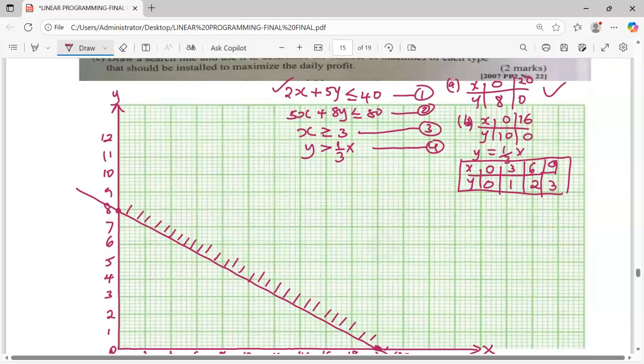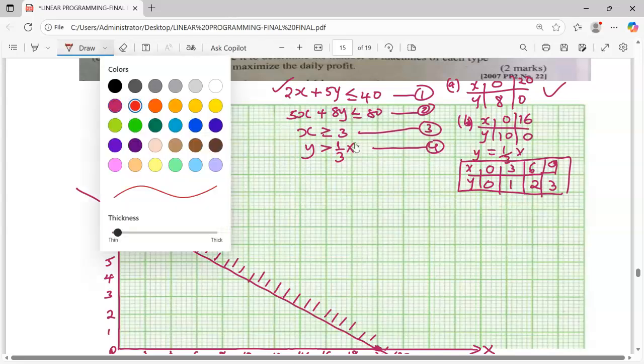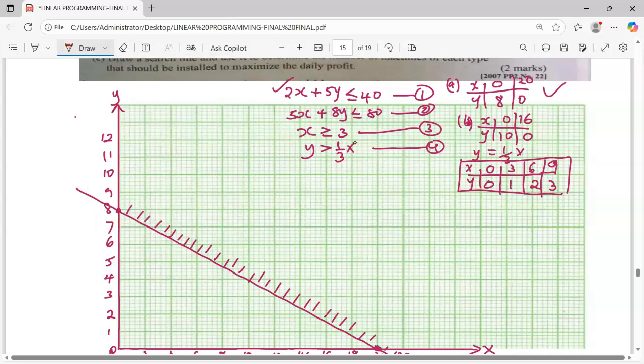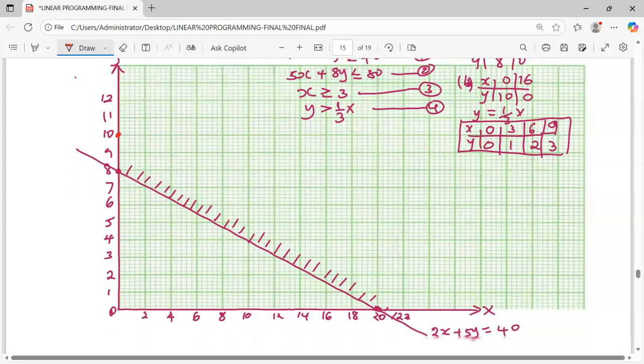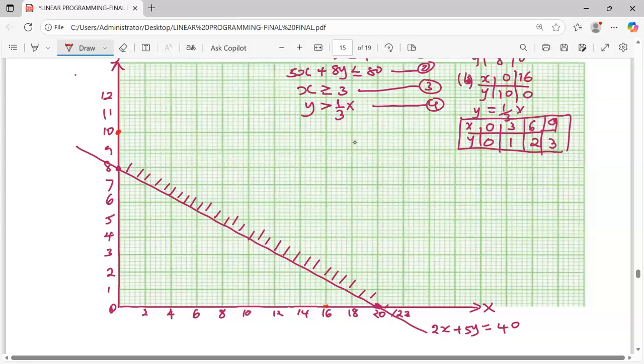We move to the second one. When X is 0, Y is 10 at this point here. And when X is 16, Y is 0 at this point here. Again, we draw a line joining the 2 points like this.